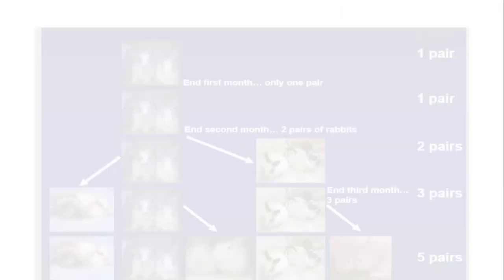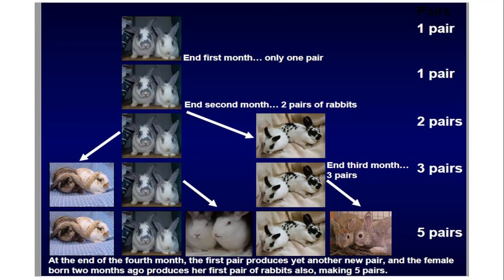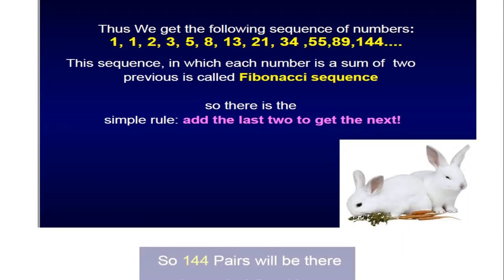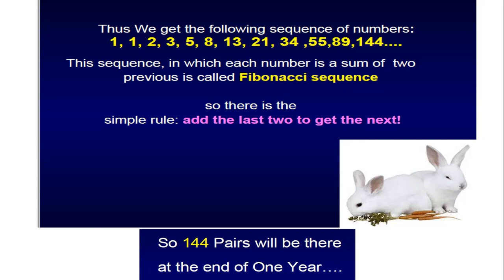Okay, so we're going to look at it. That particular pairing of rabbits forms a specific sequence. Okay, so at the end of 1 year, there are 144 pairs. Thus we get the following sequence of numbers: 1, 1, 2, 3, 5, 8, 13, 21, 34, 55, 89, 144, and so on.